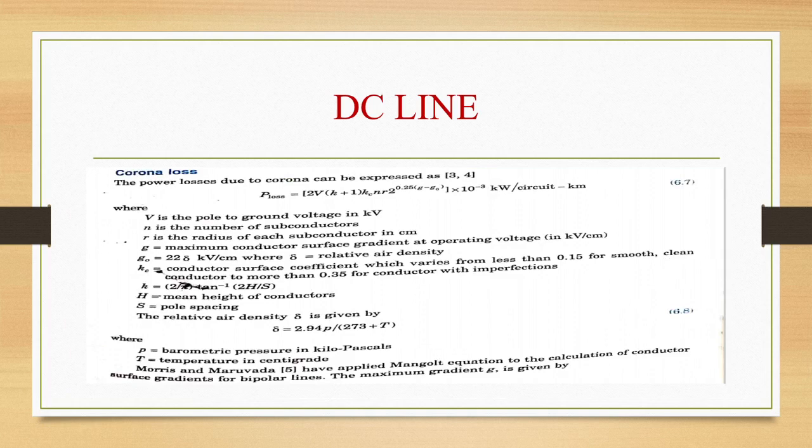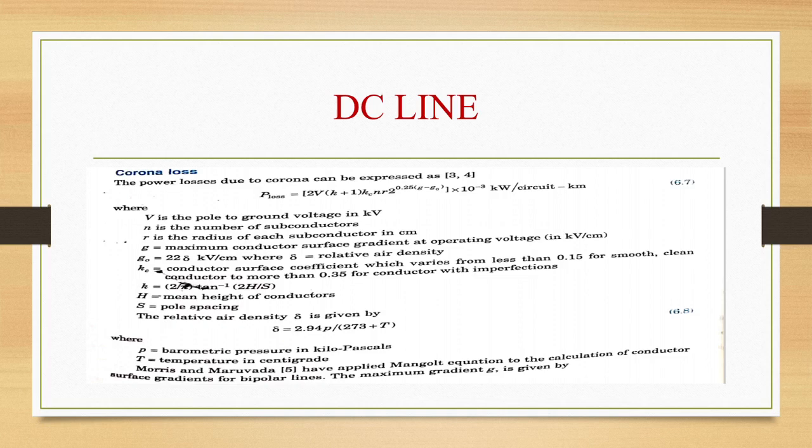Power losses due to corona can be expressed as P loss is equal to 2V into K plus 1 Kc Nr 2 power 0.25 into G minus G naught into 10 power minus 3 kilowatt per circuit kilometer, where V is the pole to ground voltage in kilovolt, N is the number of subconductors, R is the radius of each subconductor in centimeters, G is the maximum conductor surface gradient at operating voltage in kilovolt per centimeter.